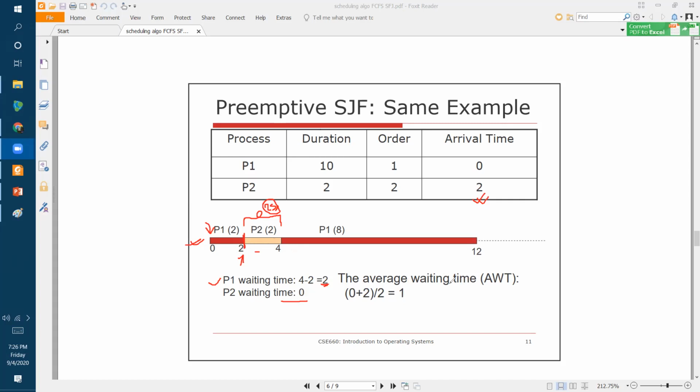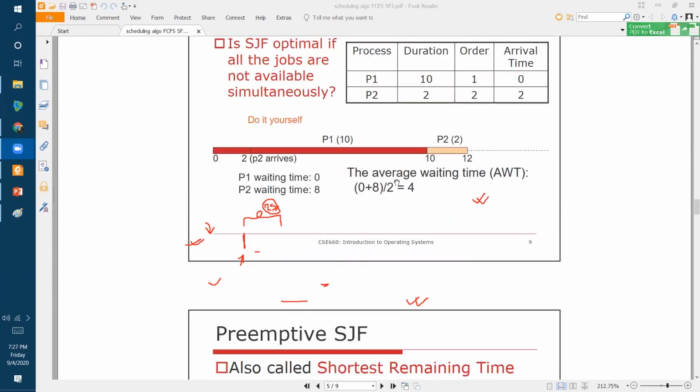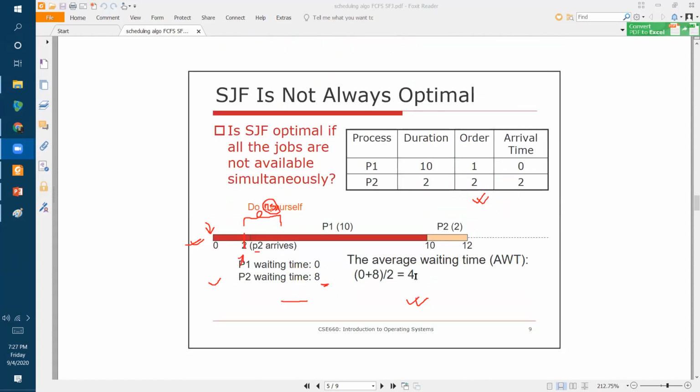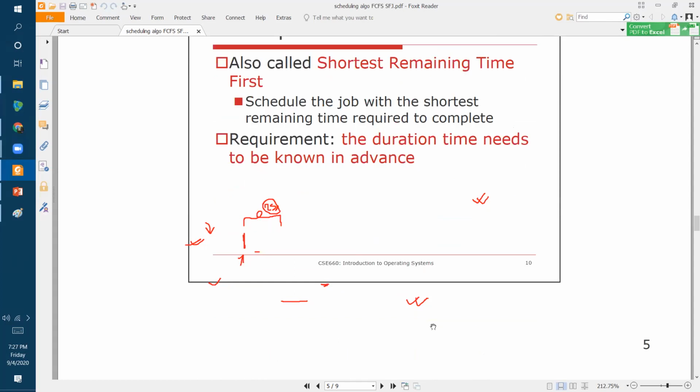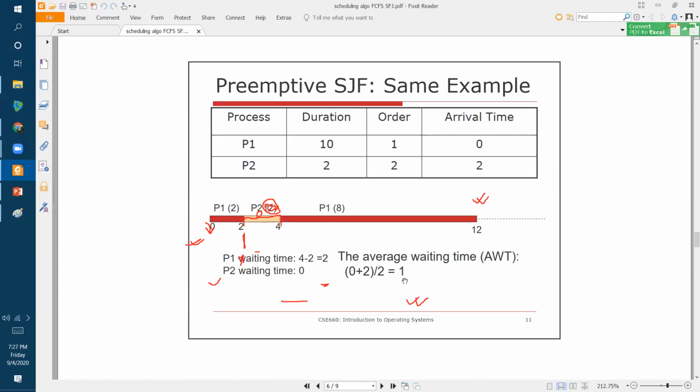So the average waiting time in preemptive SJF is 0 plus 2 divided by 2 equals 1, which is shorter than non-preemptive SJF, where the answer was 4. So you can see that we get a shorter value than the previous one. When arrival time is different for each process, preemptive SJF will work fine.